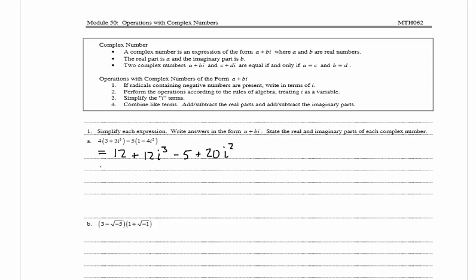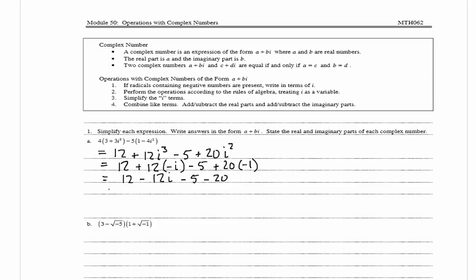And now we're going to simplify our i's. So we have 12 plus 12, and i cubed is equal to negative i, minus 5, and i squared is equal to negative 1. So we have plus 20 times negative 1. And now we're going to simplify and write this as 12 minus 12i minus 5. And now we have 20 times negative 1 is negative 20.